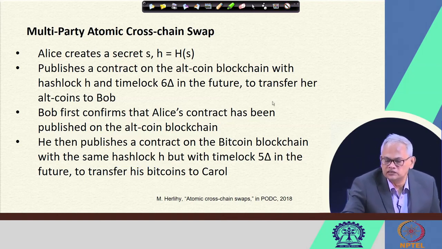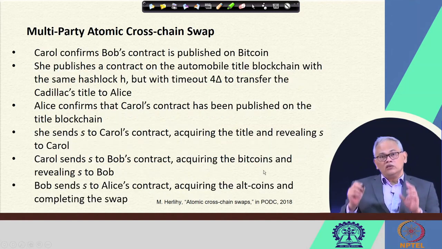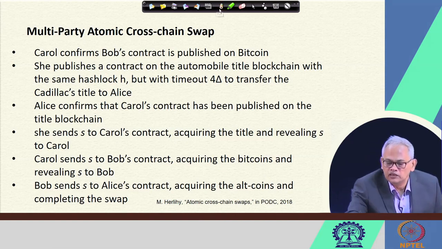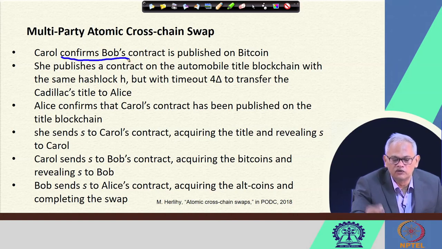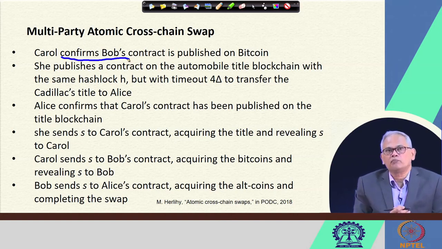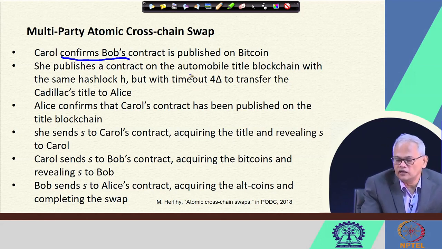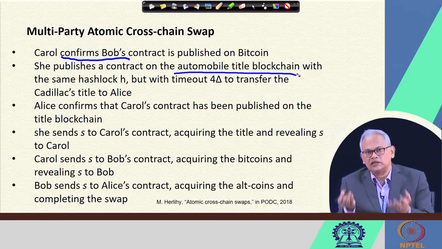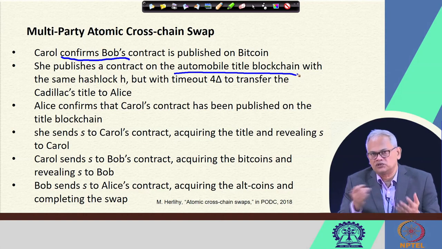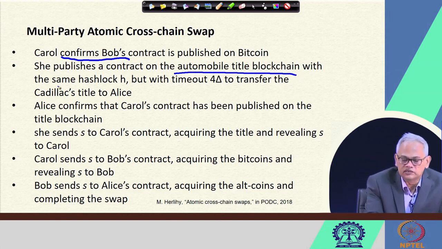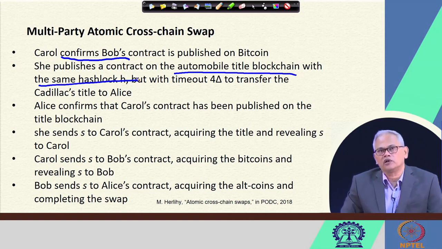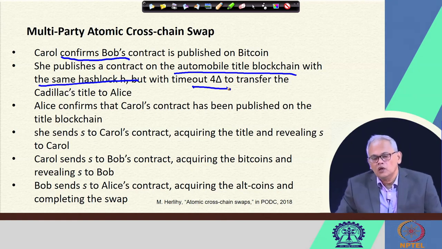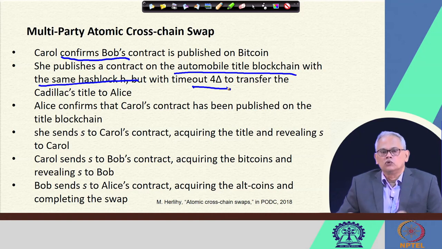Now, what would be the next step? As you can rightly guess, once Carol sees that indeed Bob has created this contract in the Bitcoin network, this is first to be confirmed, and then Carol can publish a contract on the automobile title blockchain. As we said, this is another blockchain which is not dealing with cryptocurrencies, but keeping track of assets, which are these vehicle titles or the registration information, and again with the same hash lock H. That is very important, and it has a timeout which is even before Bob's timeout.